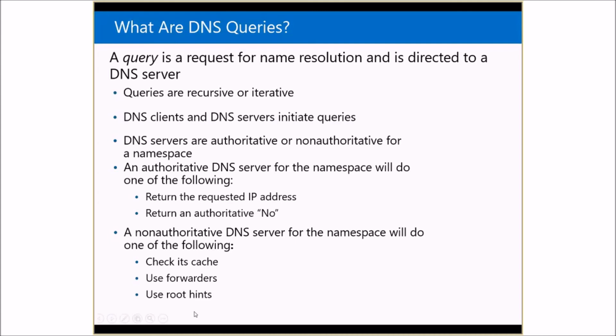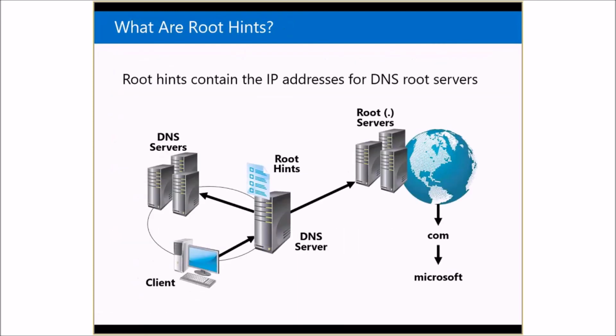And then finally, if it's not configured as a forwarder and the information is not in its cache, it will use the root hints like I described earlier. Okay, so let's have a look at how root hints work. Okay, I sort of described it earlier, but let's go through it again. So in this case, it's Microsoft.com. Okay, that's what we're looking for.